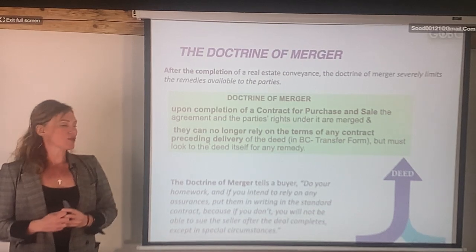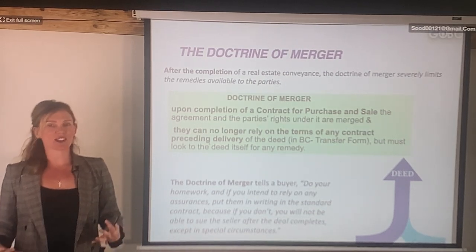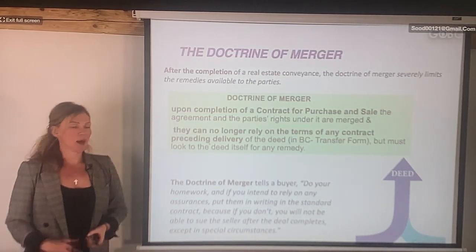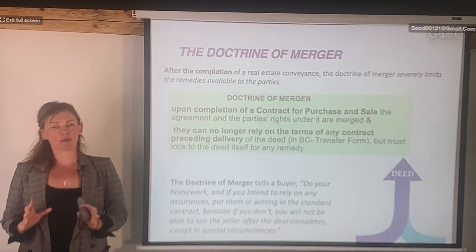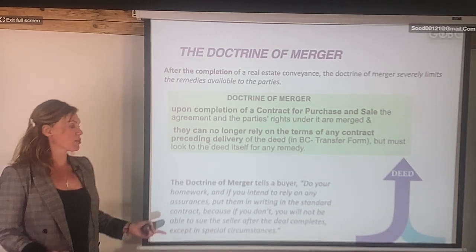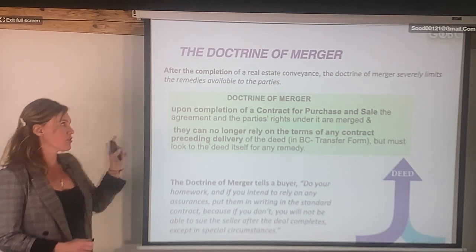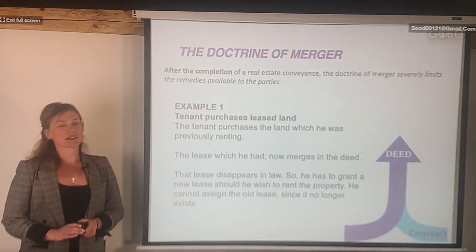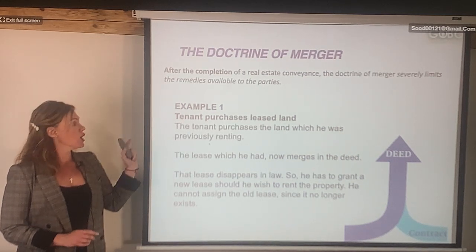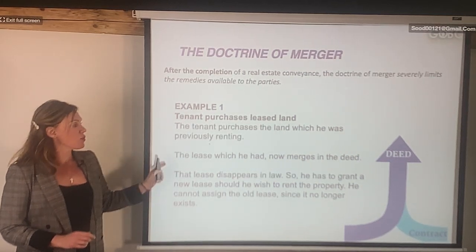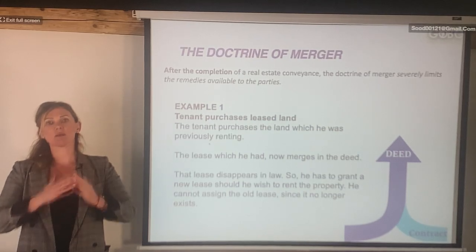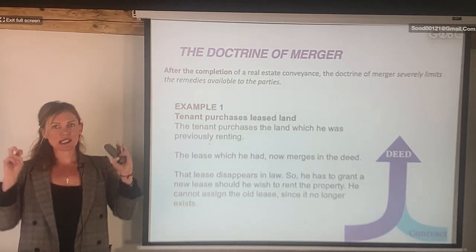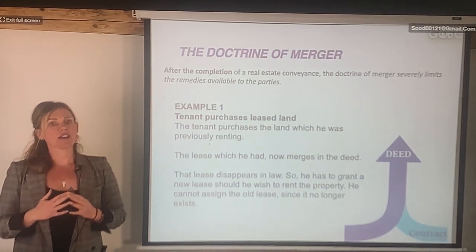So I'll give you examples. I like explaining with stories because that's how I understand things better. But they say as a buyer, you better do investigations and make sure that you do appropriate work when it comes to paperwork. And I'll show you how we protect the buyers from this doctrine of merger. We can protect ourselves. So the first example is when the tenant purchases the leased land. So the tenant is the one who purchases the land that he was previously renting. The lease which he had now merges into the deed. So as soon as he bought it on the completion date, instead of having his lease agreement, now his name is on the title and now the property belongs to him.